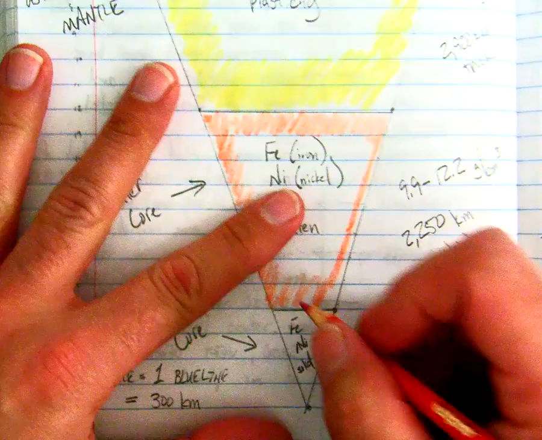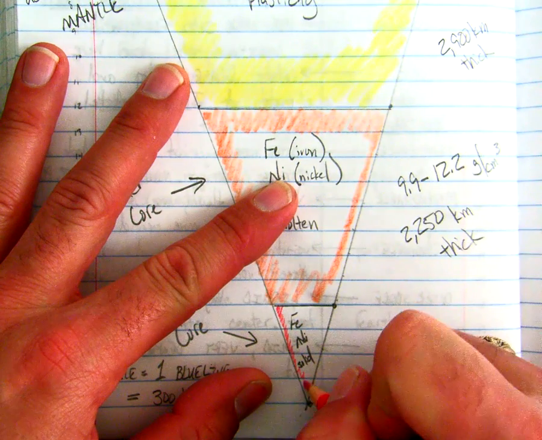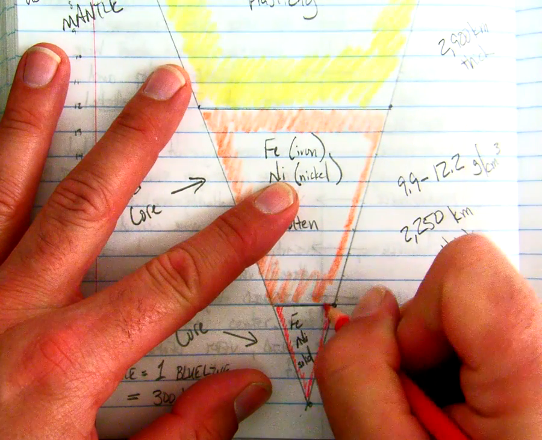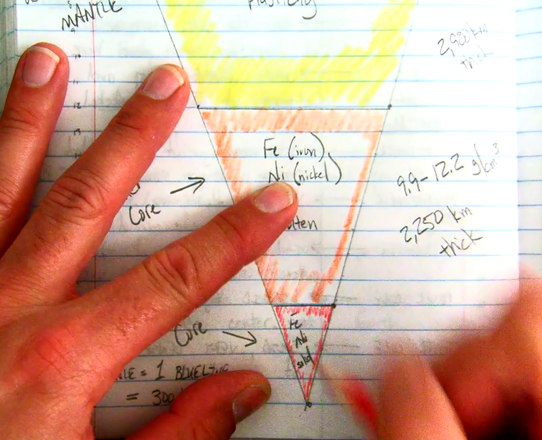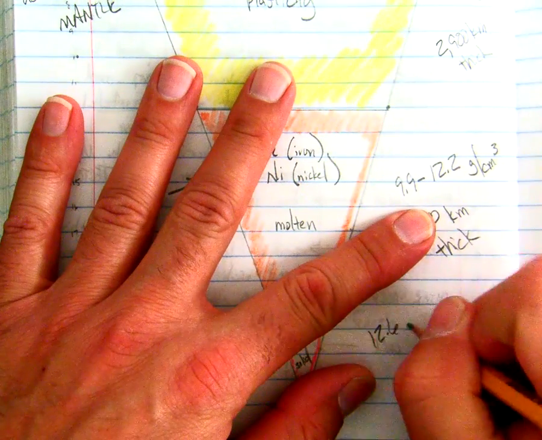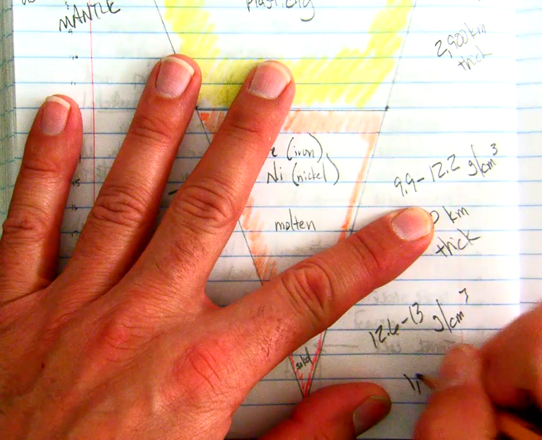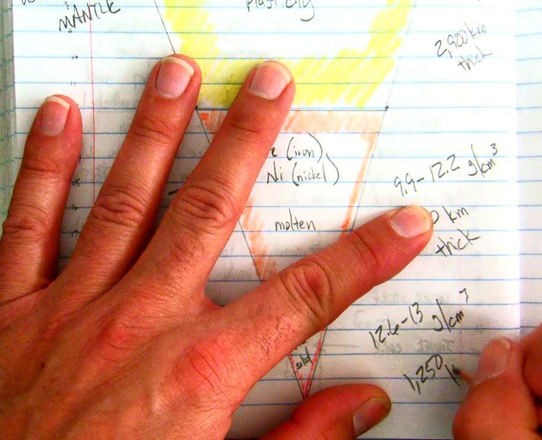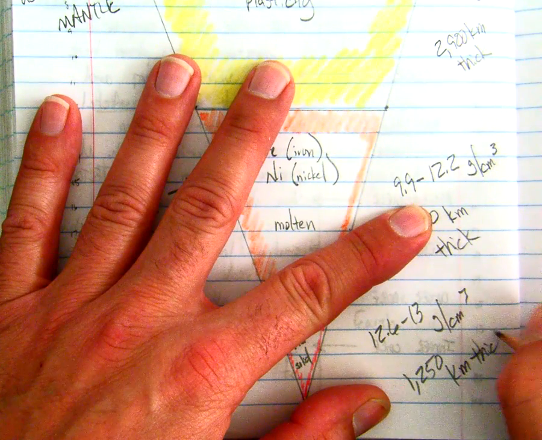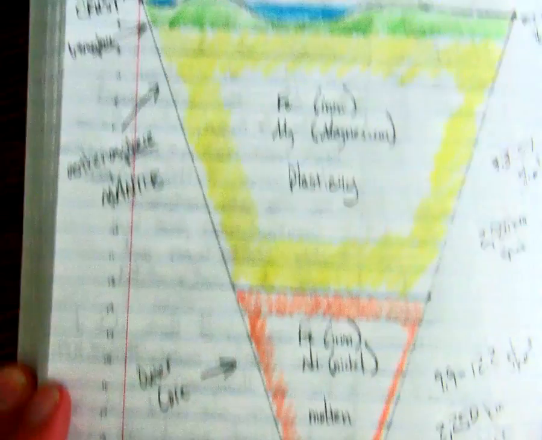And then I'm going to take my red matte pencil. I'm going to work my way around. Again, I'm going to come back here shortly. I'm going to make this look a whole lot nicer. Well, let's talk about the density. It's 12.6 to 13 grams per centimeter cubed, and it's about 1,250 kilometers thick. Okay, so I know this was very fast, but you will have some time today to take care of this.